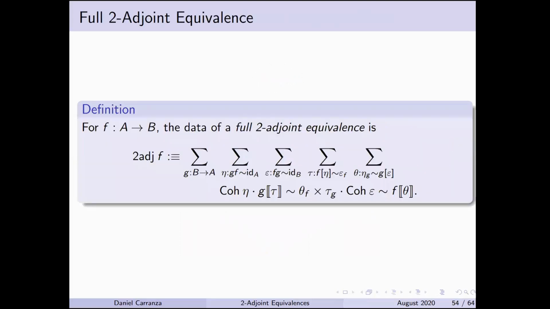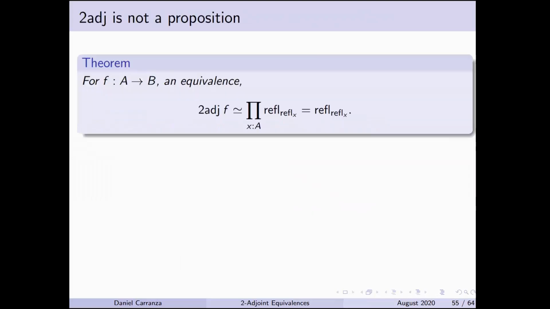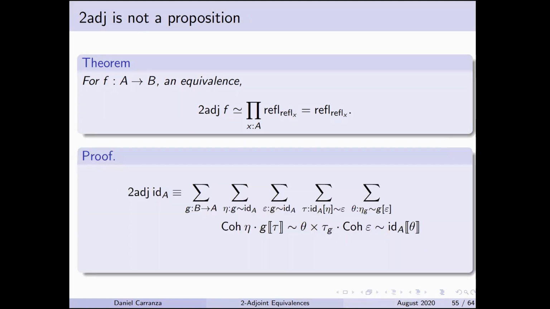So we define the full data of a full two-adjoint equivalence to be exactly what you expect, right? We put both swallowtails together. And in order to show that it's not a proposition, we're going to exhibit this equivalence here. We're going to start off in the same way. We're going to use equivalence induction.